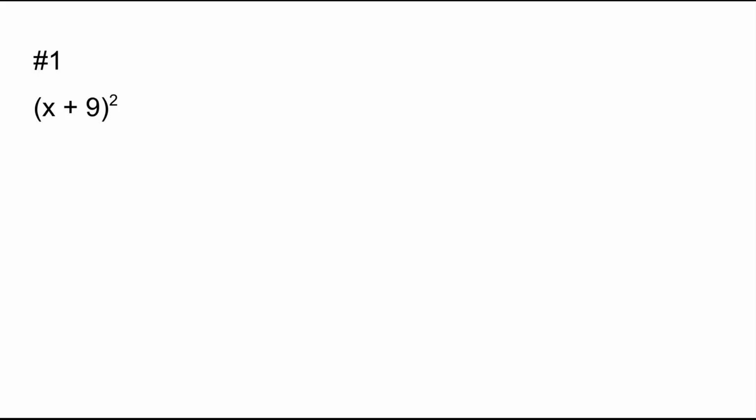So number 1 says (x + 9) squared. The first thing I want you to do whenever you see this problem, instead of writing it like this, is to go ahead and write it out long ways: (x + 9) times (x + 9). Then we're going to distribute this just like we have been doing for days and days. So we're going to do x times x, then x times 9, 9 times x, then 9 times 9. We write down all of those answers.